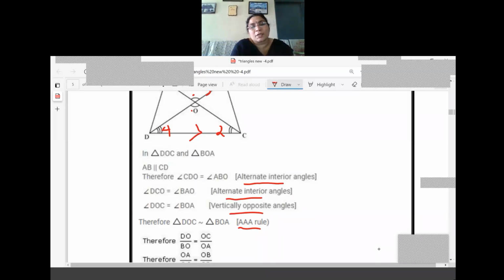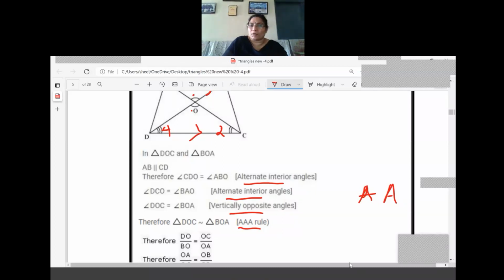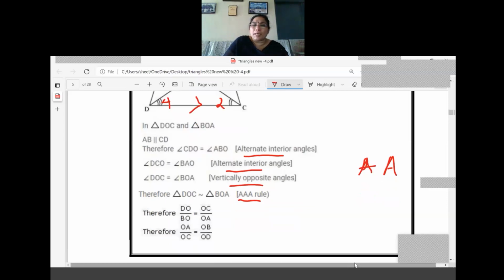It is not always necessary to take three angles. With two also we can wind up and write that they are similar only. Now we have listed three angles here, so we must write the reason as triple A only. If you are going to use only two, then you should write 2A only, right? Once we get the similarity, we can write the ratio of sides, because that is the result of the angles property. Triple A we have used.